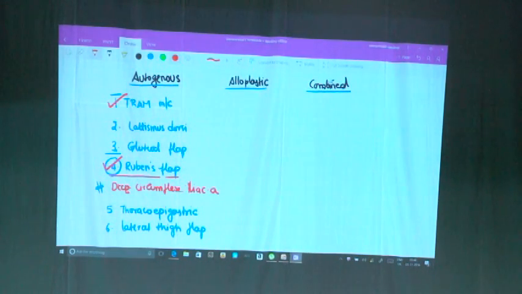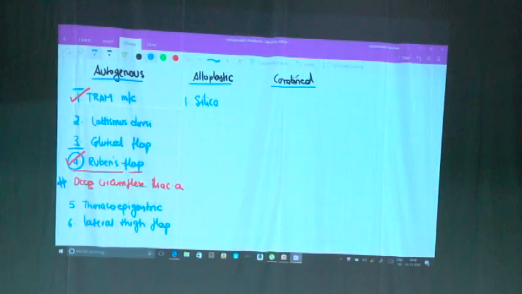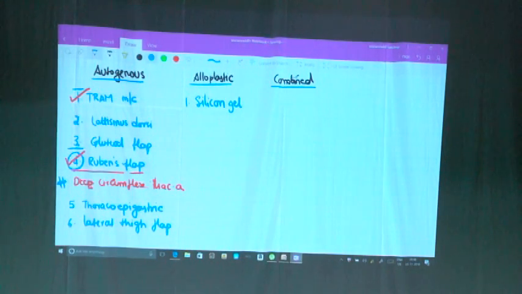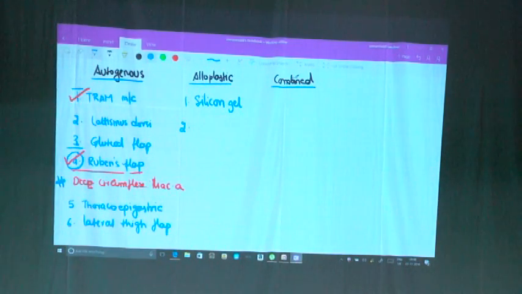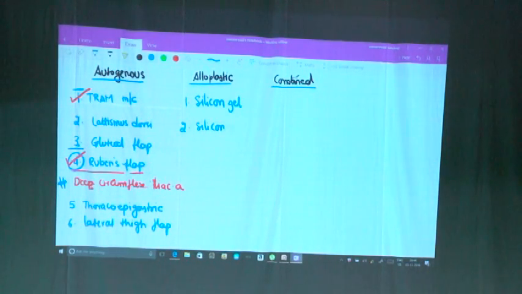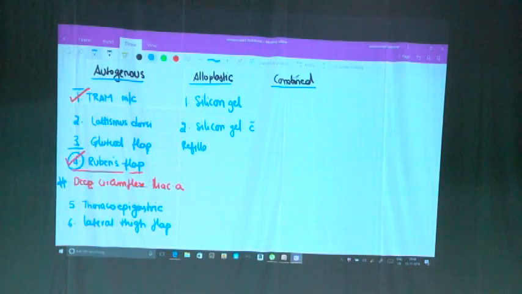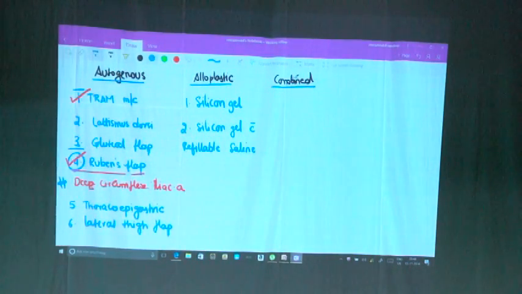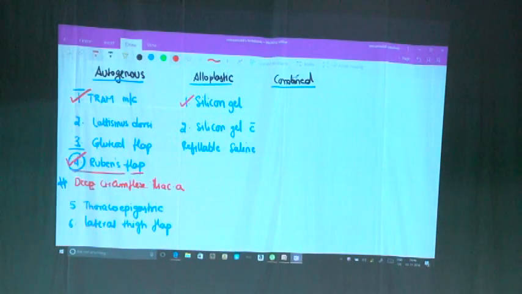Talking about the alloplastic graft, which is most commonly used, sir? So silicon. Most commonly used is silicon gel implant. Silicon gel implant is most commonly used. The latest one I can tell you, it is silicon gel with anybody? Silicon gel with refillable saline. Silicon gel with refillable saline is the latest one that we use in the alloplastic ones, which has been demonstrated. But if they ask only one, you would answer silicon gel.